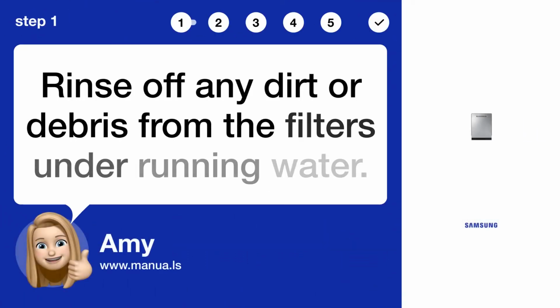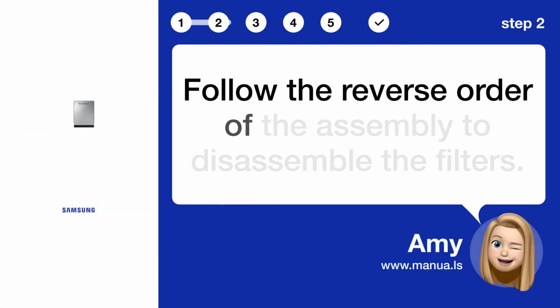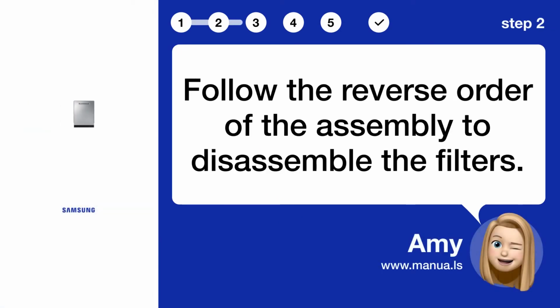Rinse off any dirt or debris from the filters under running water. Step 2. Disassemble filters. Follow the reverse order of the assembly to disassemble the filters.